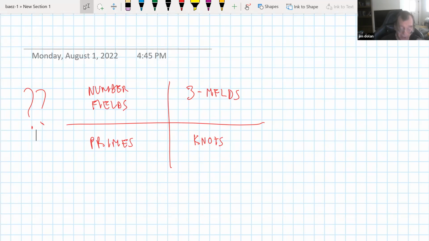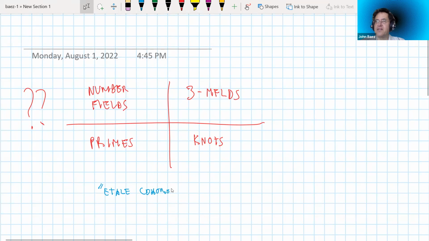Okay, I think I've got what you said, but I was going to try to write down what you said, which was: a hint along these lines is that étale cohomology of number fields has a three-dimensional aspect. Yep. And I've always wanted to get around to really understanding that.